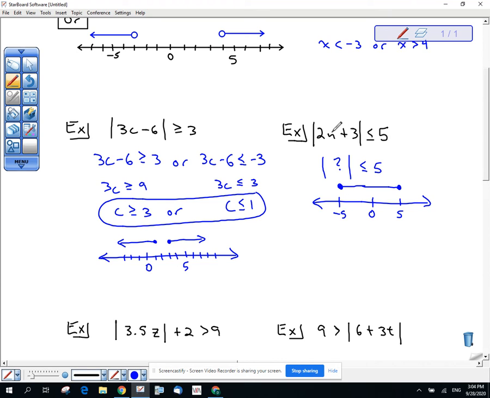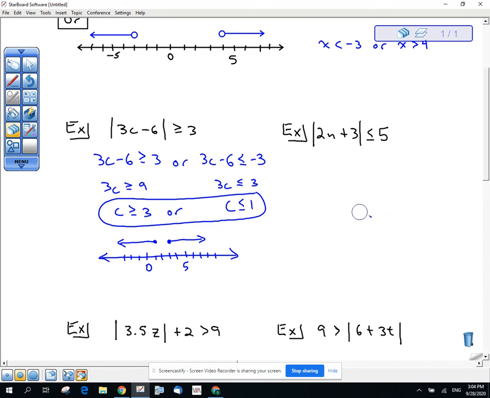Now, again, understand what this is then saying. What's in here, which I have a question mark here, which actually is 2n plus 3, has to be on this interval, greater than or equal to -5, and also less than or equal to 5. Now, here's what that actually looks like. What's in the absolute value? The 2n plus 3. It's less than or equal to 5. It's also greater than or equal to -5. Write it just like this.